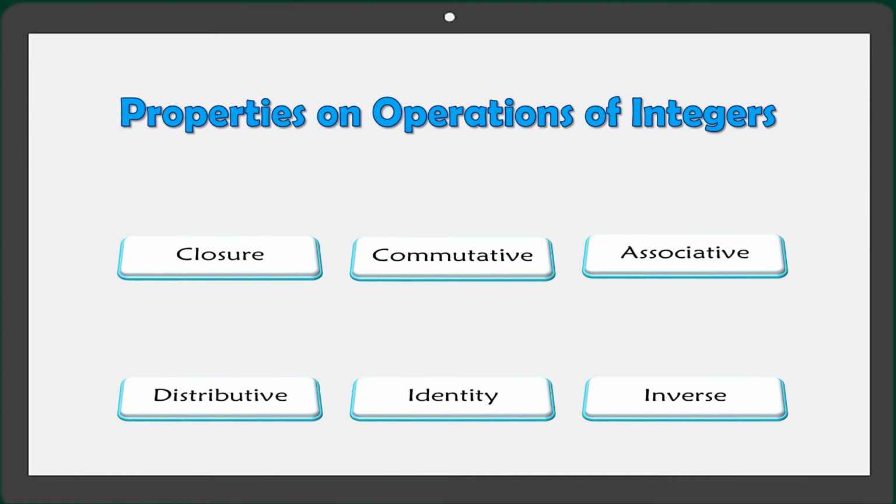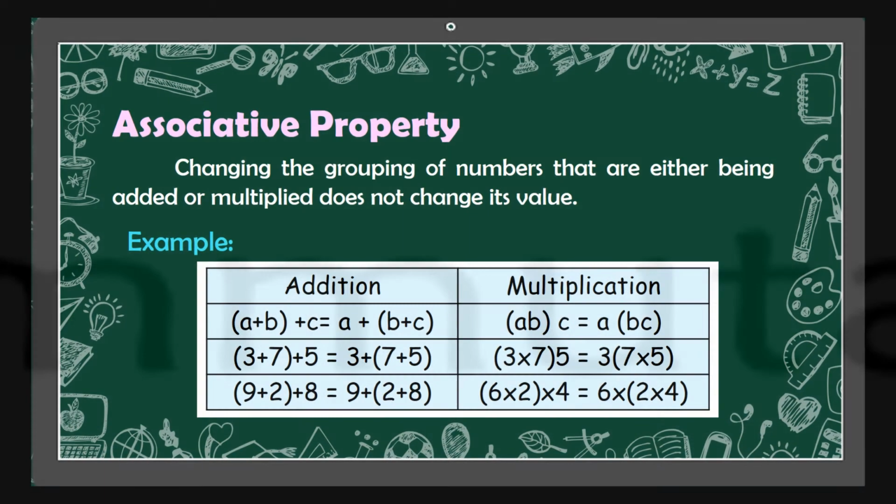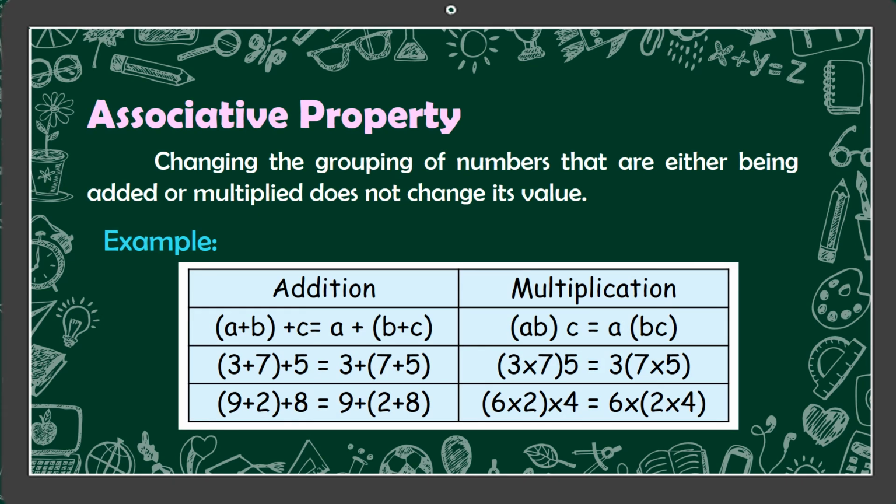Now we have the associative property. In associative property, changing the groupings of numbers that are either being added or multiplied does not change its value. Sa commutative, yung order ang pinagpapalit natin. Pero dito sa associative, yung groupings naman. So dito, yung parenthesis ang nagre-represent ng groupings. Let us have the example.